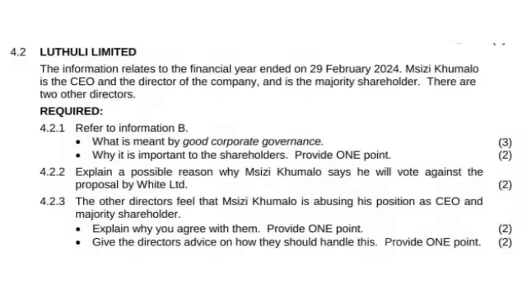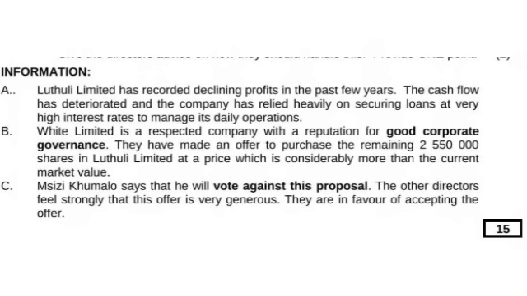So in 4.2.2, it says explain a possible reason why Msizi Khumalo says he will vote against the proposal by White Ltd. So remember in information D, we were told that White Ltd is another company that's trying to buy shares in us. So let's start from information A so we can get the full story. It says Lutuli Limited has recorded declining profits in the past few years. The cash flow has deteriorated and the company has relied heavily on securing loans at very high interest rates to manage daily operations. So you can see that they're doing badly.